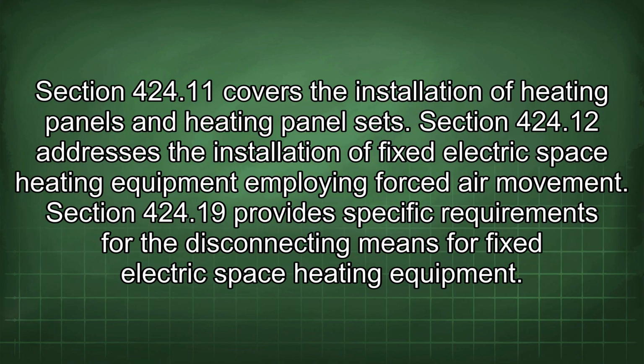Section 424.11 covers the installation of heating panels and heating panel sets. Section 424.12 addresses the installation of fixed electric space heating equipment employing forced air movement. Section 424.19 provides specific requirements for the disconnecting means for fixed electric space heating equipment.